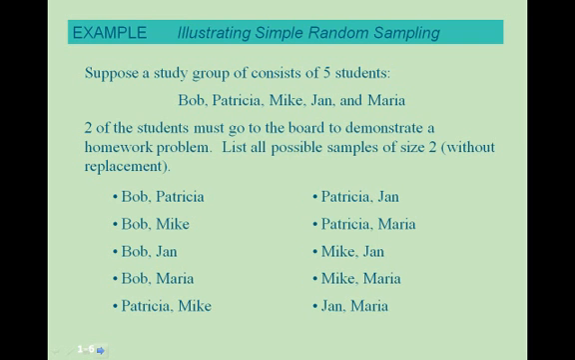So first we list Bob with each of the remaining 4 people and have these 4 possibilities. Then we list Patricia, and we don't want to repeat her with Bob, so we list Patricia with the 3 remaining people, and we have these 3 additional possibilities. We move on now to Mike, who we've already listed with Bob and with Patricia, so we list him now with the remaining 2 people. And the last possible combination is then Jan and Maria. So we have a total of 10 possible samples of size 2.